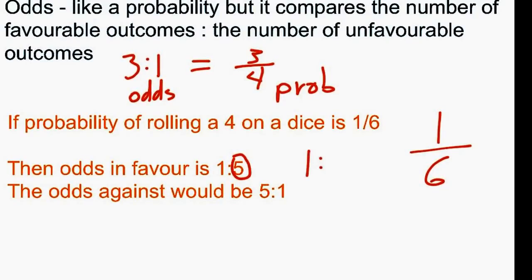Okay, in some cases they'll tell you the odds against, and odds against are just backwards. It'd be 5 to 1. Or in terms of probability, you have 5 things you don't want over the total of 6. So 5 out of 6 would be the odds against. Okay, so you get the idea of how these two things connect.